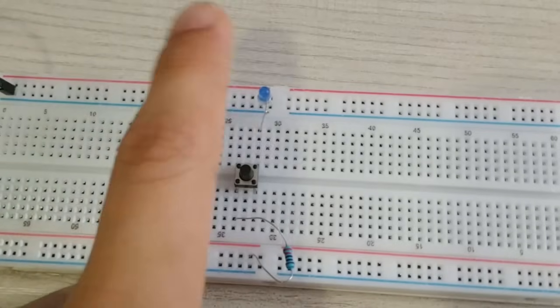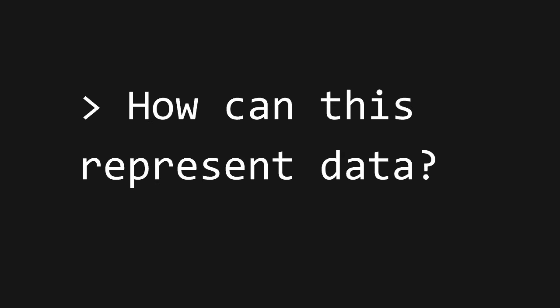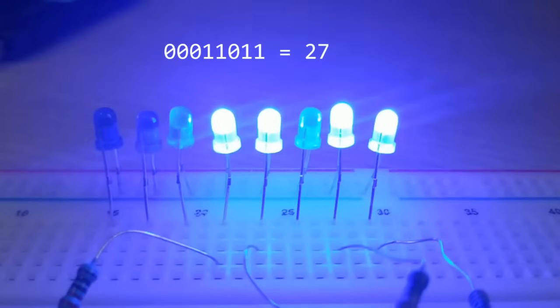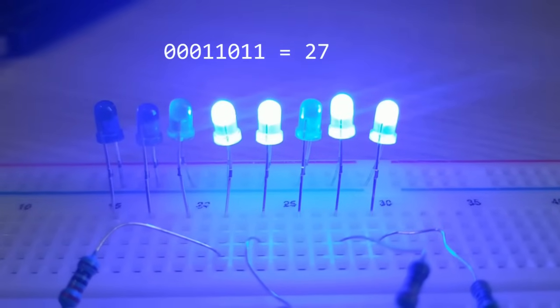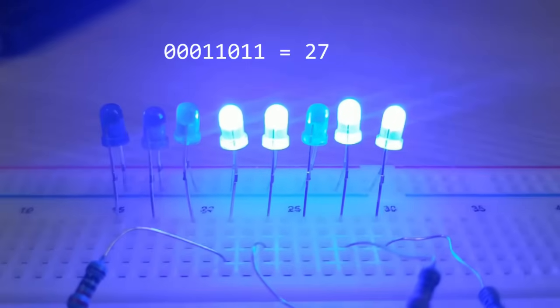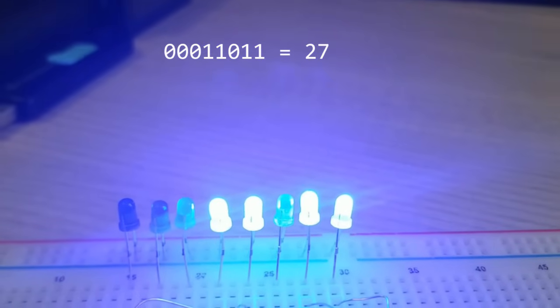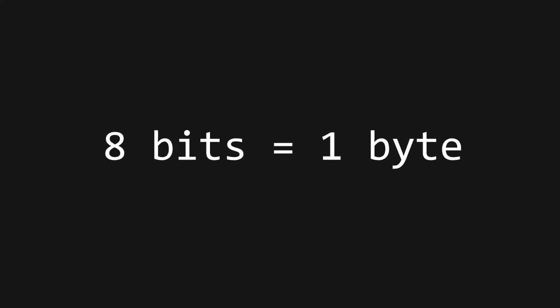Here is a breadboard with an LED and a button. High, low, high, low. Incredible! But how can this represent data? Remember binary numbers? Remember, like, 27 is 16 plus 8 plus 2 plus 1, so binary 11011. Here are 8 LEDs, some of them are off. 00011011. Using these 8 digits, or bits, we stored a number. We call 8 bits a byte.